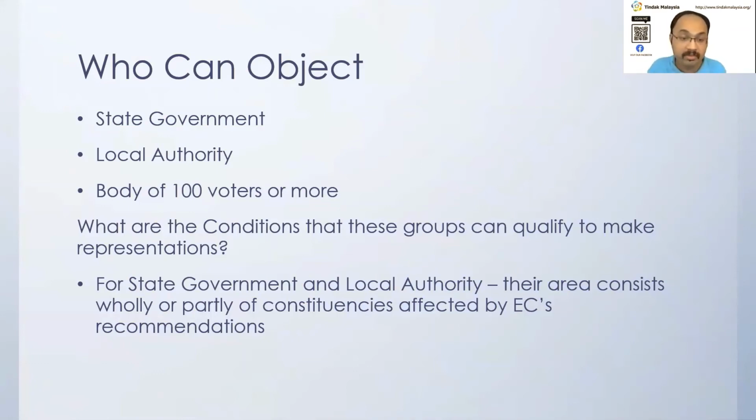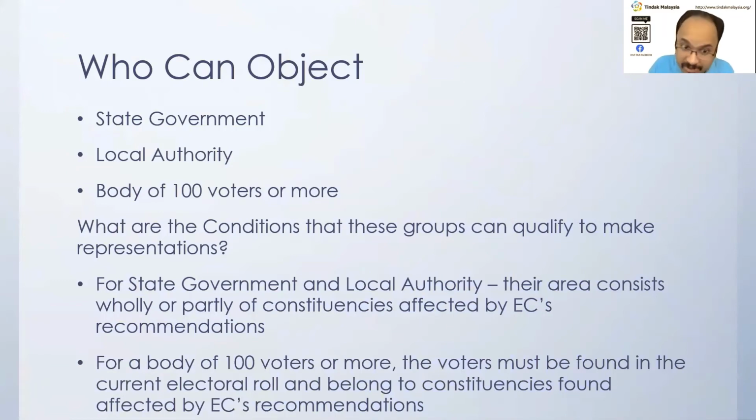Now, for the voters, for a body of 100 voters or more, the voters must be found in the current electoral roll, i.e. at the point of redelineation, and belong to constituencies found affected by the EC's recommendations. I want to highlight the words found affected. So any form of alteration, you as a voter who happens to be in that area have the right to make your representation to the Election Commission.